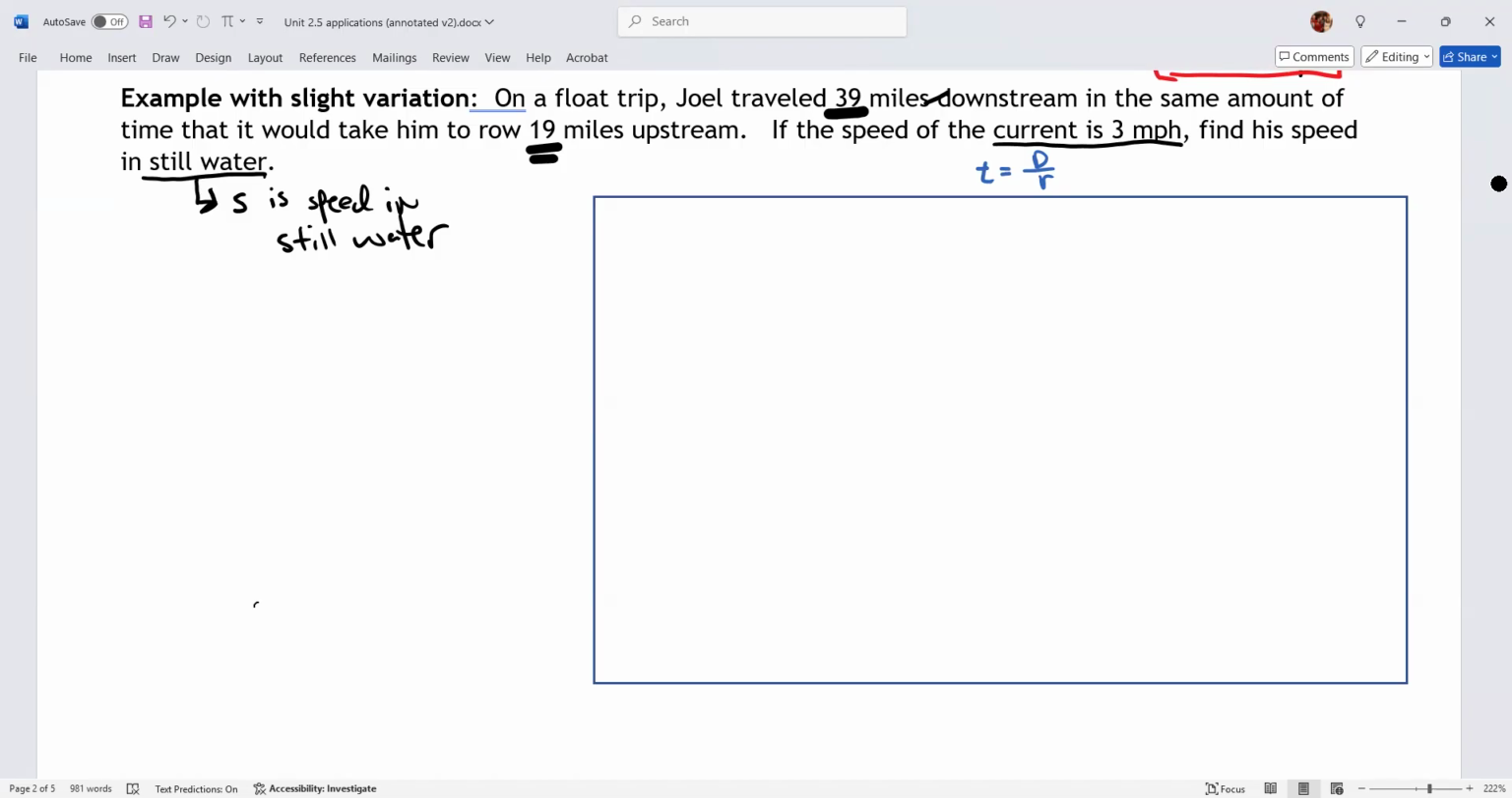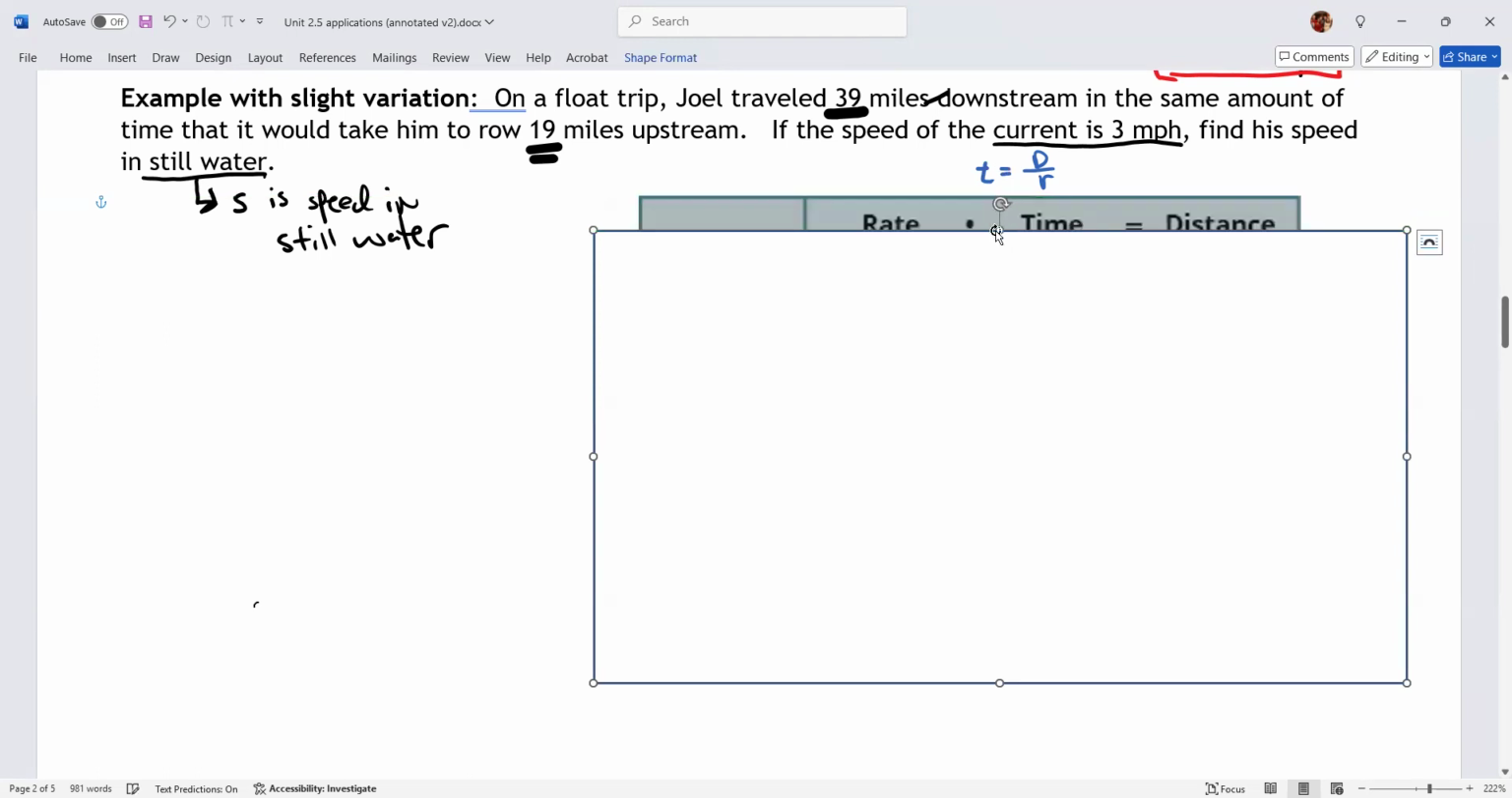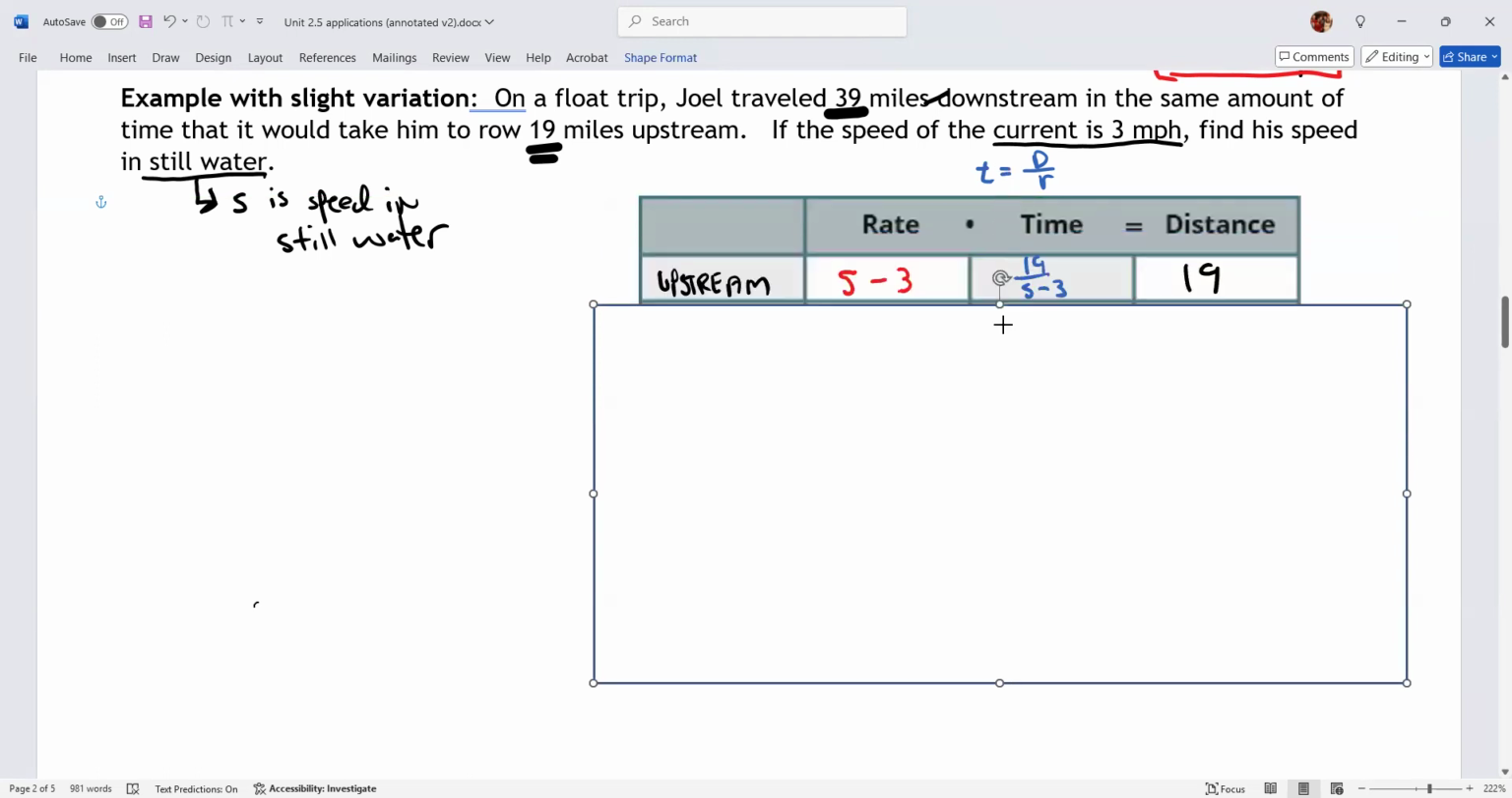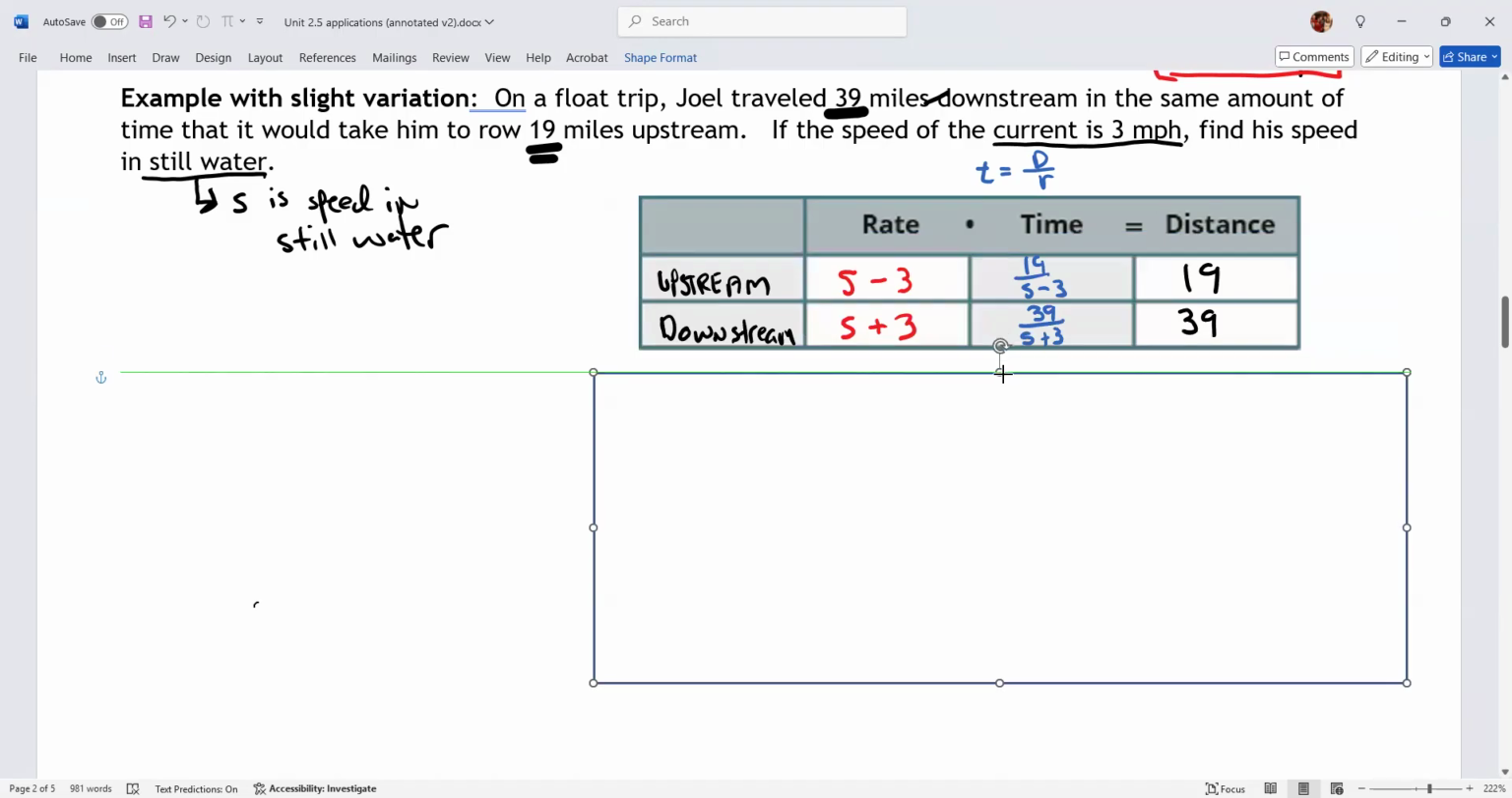So the other one, we found the current. This one, we're going to find the speed of the boat traveling through the water. Okay, so we go ahead and start filling in the information that we have been given so that we can set up an equation. Once again, here is the table. What do I know? I know that my distance upstream is 19? Okay, so I'll put that in. I know my distance downstream is 39. I know the current is 3.